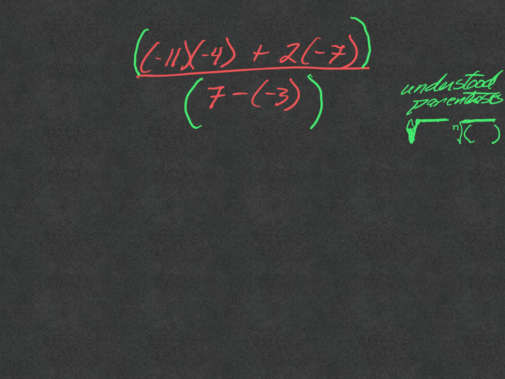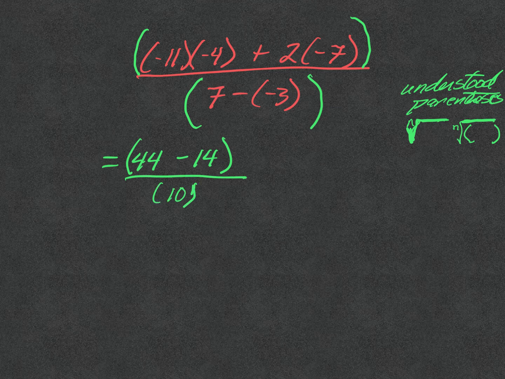Because I put in the green parentheses, that means I do the numerator separately and the denominator separately first. So first step, negative 11, this I have only multiplications and additions, so I do the multiplications. Negative 11 times negative 4 is 44, plus 2 times negative 7, which is minus 14. So I'm leaving the parentheses there. Now I'll do the denominator. 7 minus a negative 3, add the opposite, that's plus 3, so that's a 10.